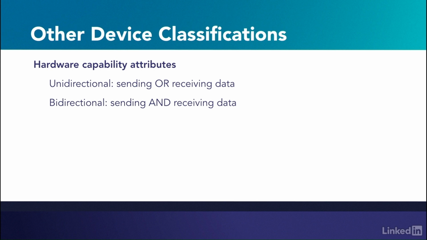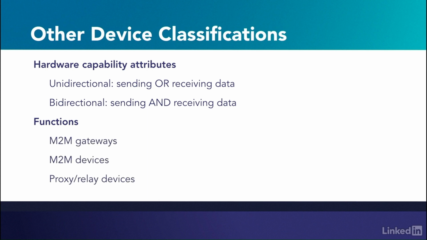communication capability. In the IoT system, we can group devices by their functions. One way of doing this is based on their role in IoT system architecture. In this sense, they are M2M gateways, M2M devices in the field, and proxy or relay devices helping relay the message between the first two types of devices.